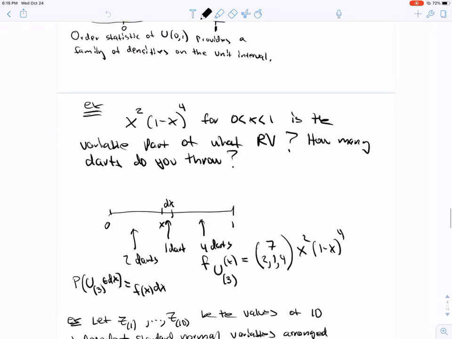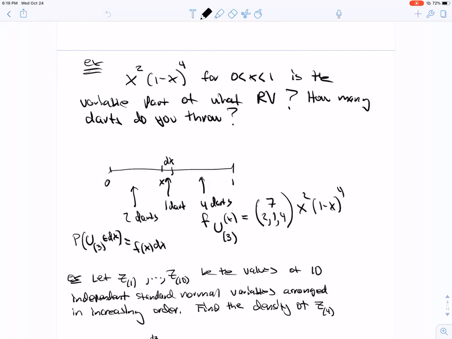And then I asked you, say that you have x squared 1 minus x to the 4th as the variable part of a random variable. How many darts do you throw? So you can realize that x squared means that there are 2 darts between 0 and x. 1 minus x to the 4 means there's 4 darts between x and 1, and then there has to be 1 dart in dx. So we're throwing 7 darts down. So x here is the third order statistic, and the density is 7 choose 2, 1, 4, x squared 1 minus x to the 4th.